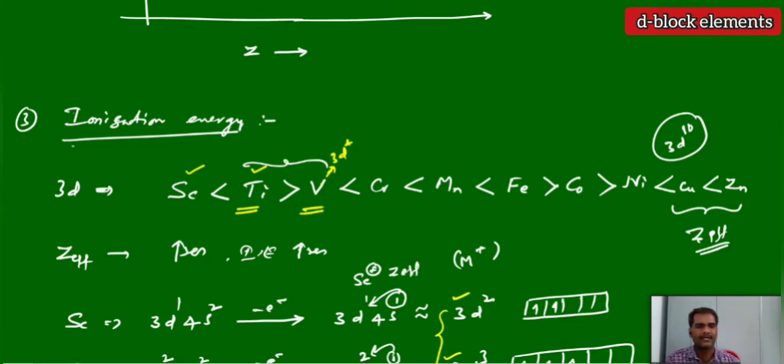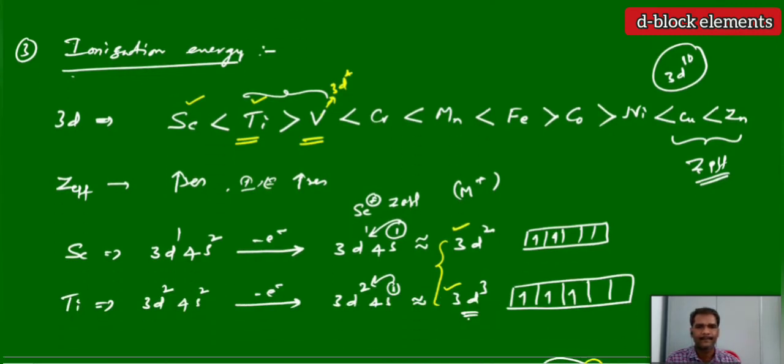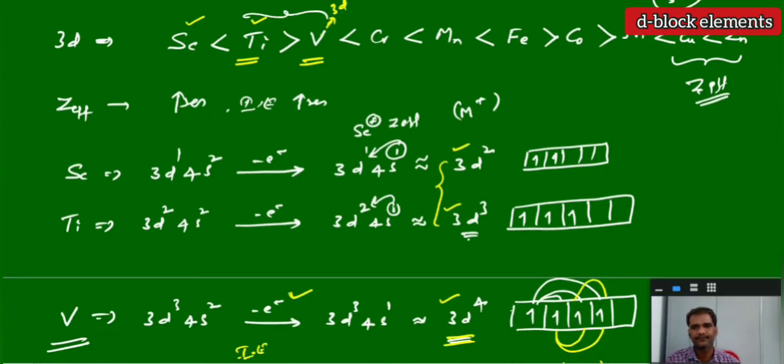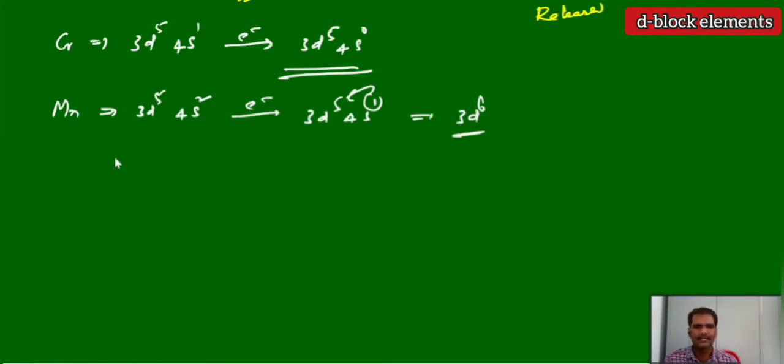Like this we can see some irregular behavior from scandium to zinc. Similarly, you can see top to bottom, that is 3d to 4d, 4d to 5d. From the 3d to 4d series, top to bottom, atomic radii or metallic radii increase, and ultimately ionization energy decreases. 3d series to 4d series, ionization energy decreases.